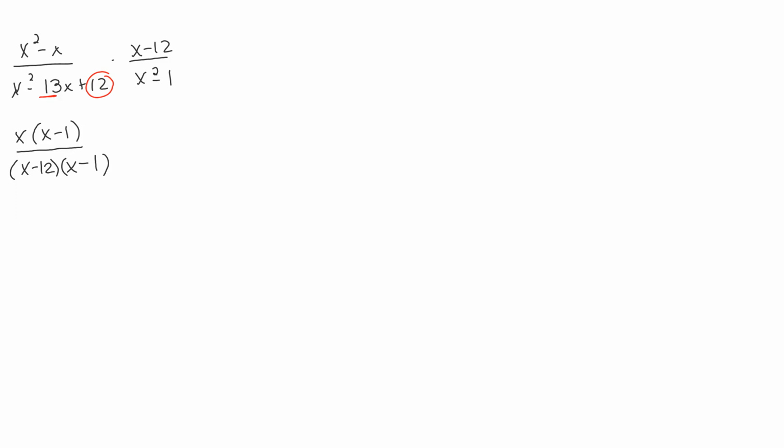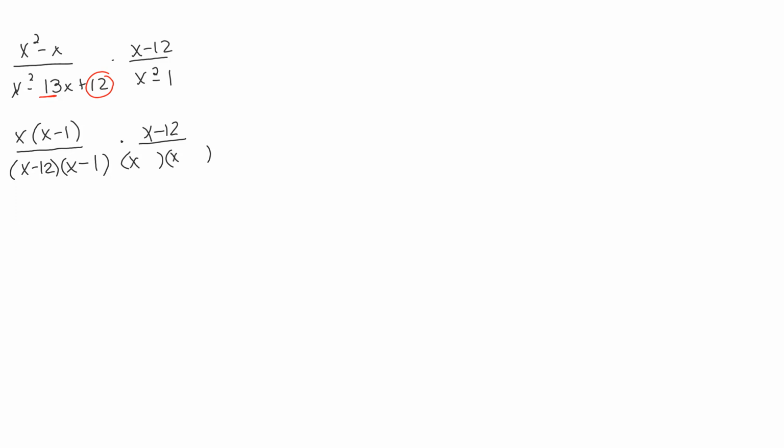Now, moving to the second rational expression, I have x minus 12. That's as good as it's going to get, okay? It doesn't factor. However, the denominator, x squared minus 1, that's the difference of squares. And remember, with the difference of squares, we take the square root of each term, we add the square roots, and then we subtract the square roots. So the square root of x squared is just x.